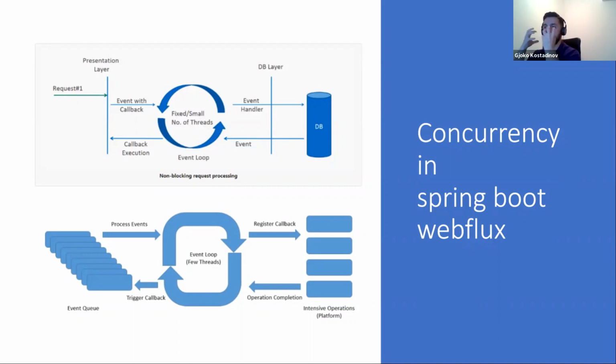And then when the event comes back, the response comes back from the DB layer, we again allocate a new thread because the old one was closed, and with the new thread we return the response back to the presentation layer or the controller layer in Spring. This is actually the WebFlux logic for the scenario where we use this for concurrency.